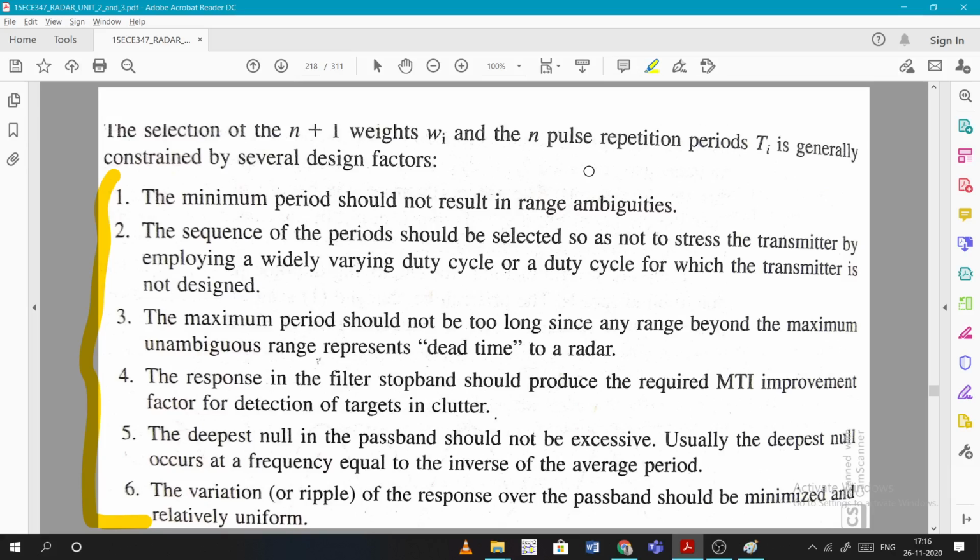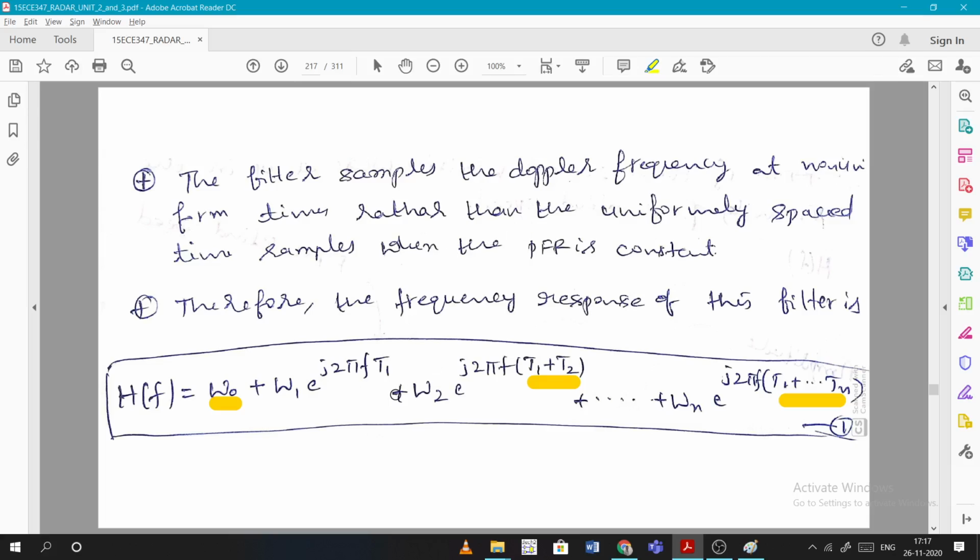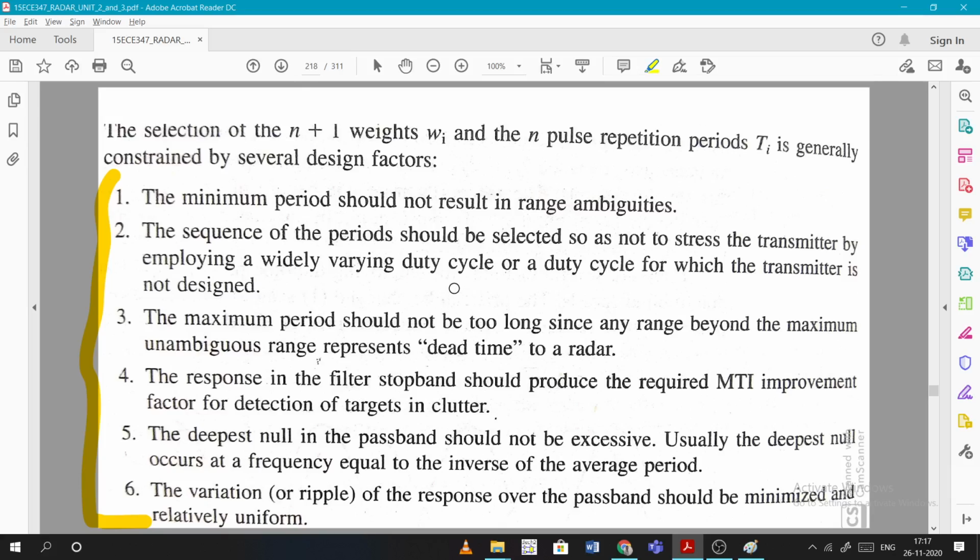The sequence of the periods should be selected so as not to stress the transmitter by employing a widely varying duty cycle, or a duty cycle for which the transmitter is not designed. So the duty cycle should satisfy whatever the radar or antenna is designed for, a particular duty cycle, by this equation. When you design this filter, this should satisfy the duty cycle as well.